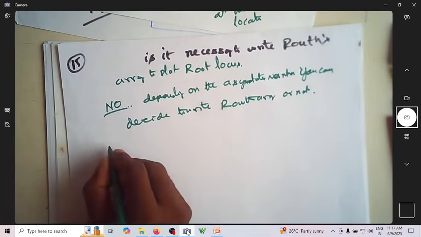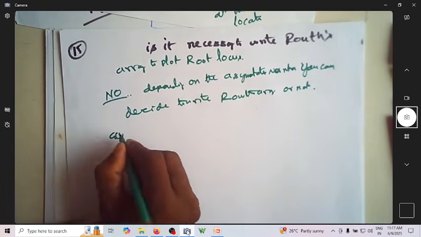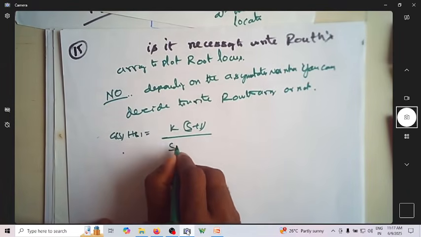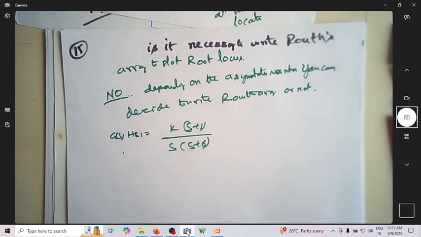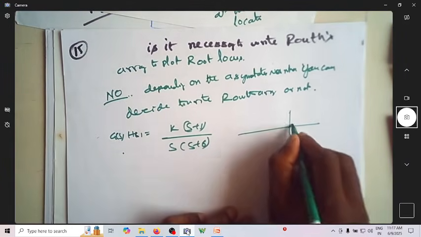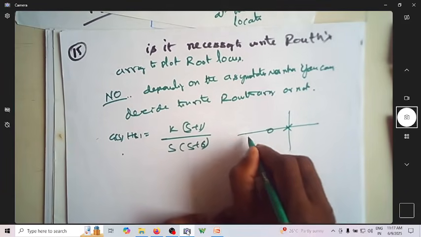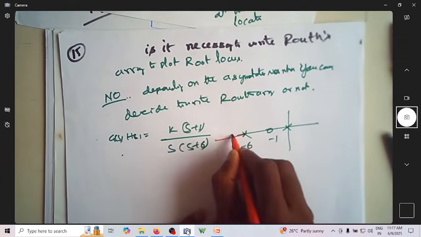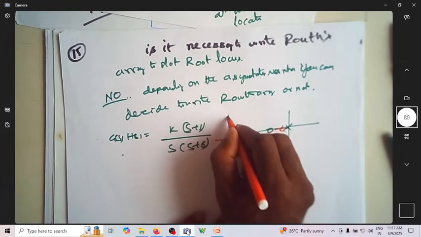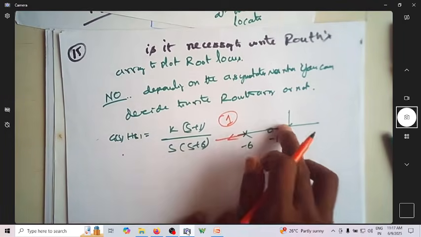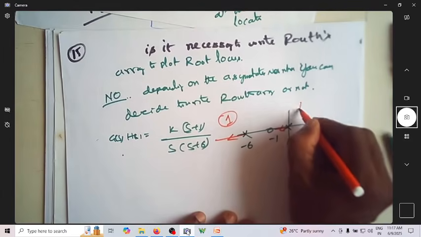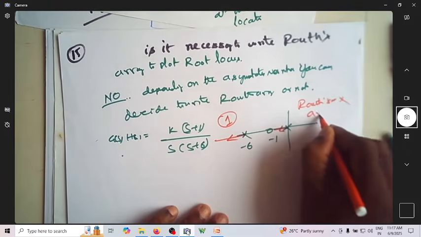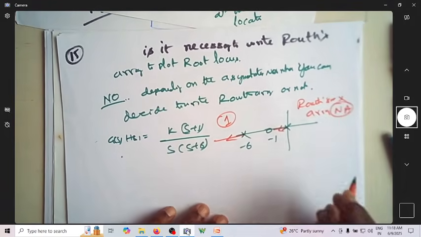Assume, just take an example, G(s)H(s) equals 3 into (s+1) over (s+6). Is it necessary to write the Routh array? See here, this is minus 1, minus 6. What does the root locus look like? It goes like this. You have only one asymptote. When you have only one asymptote, it is not at all crossing the imaginary axis, so there is no need of the Routh array. Routh array is not applicable.